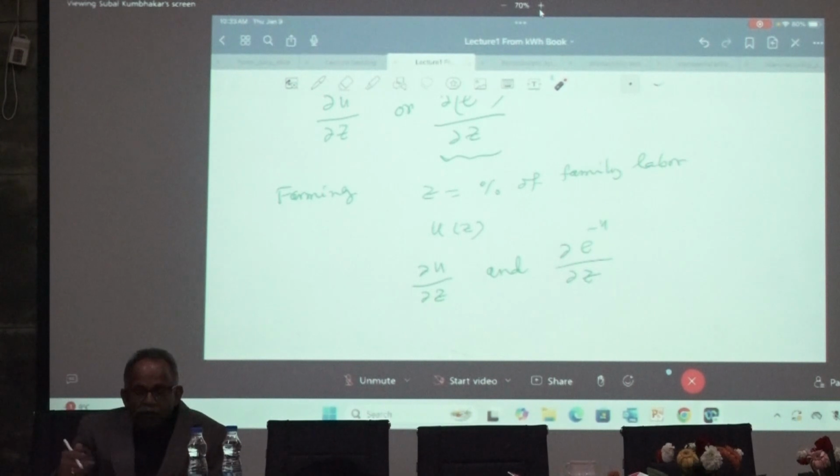Right? So the interpretation is that, remember, this is already a percentage. So we just say, if the percentage of family labor goes up by 1, that is a 1% increase in family labor, what happens to your efficiency? Does it go up? And if it goes up, by what percent? Right? So these are all kind of interesting things.